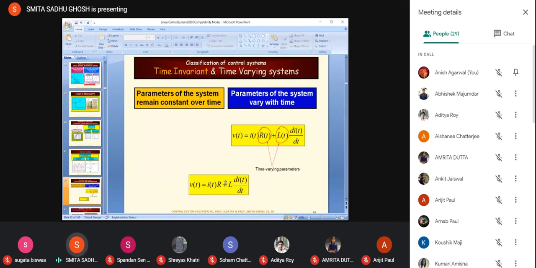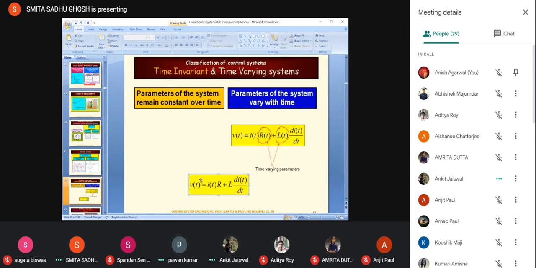Now can you tell me whether this would be considered a time varying or a time invariant system? Before I ask you that question, let me tell you that in a time invariant system, the parameters of the system would remain constant over time, as you see written on the left hand side. Whereas in a time varying system, the parameters of the system would vary with time. So coming back to the question, V equals iR plus L di/dt, is this an example of a time invariant system or a time varying system, and why? Can you try to answer that?